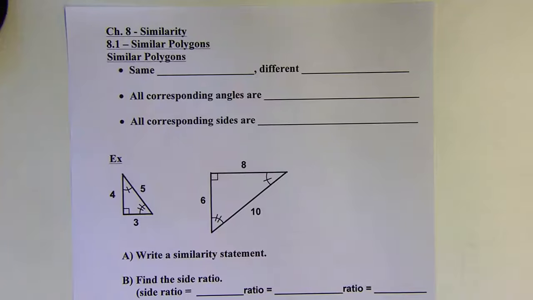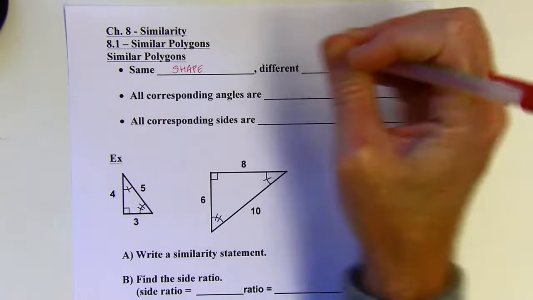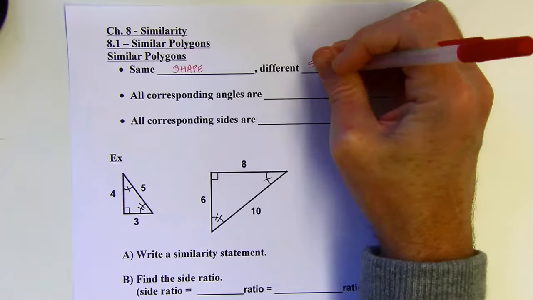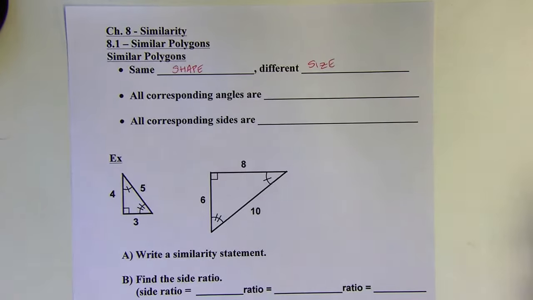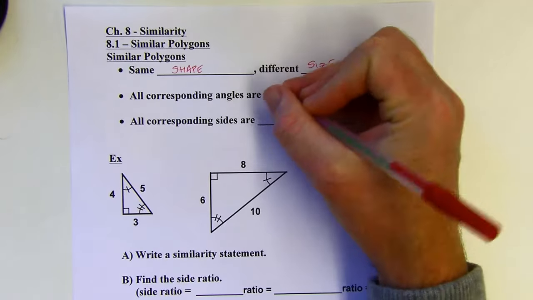Chapter 8 is similarity, and 8.1 is similar polygons. So similar polygons are going to have the same shape, but they're going to be different sizes. Like a large pentagon and a small one that have the same angles. So all the corresponding angles are going to be congruent.